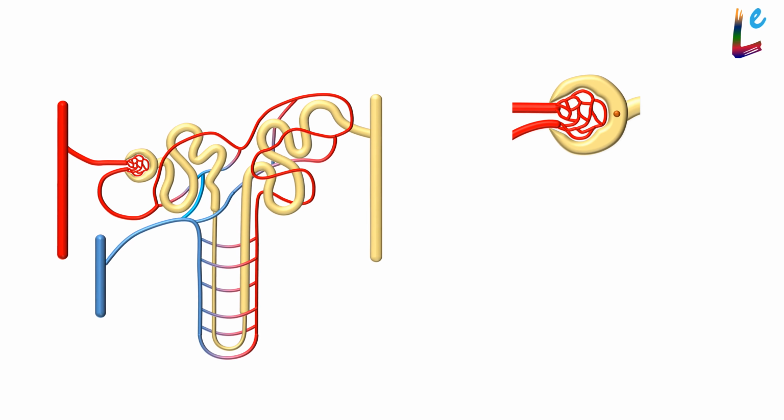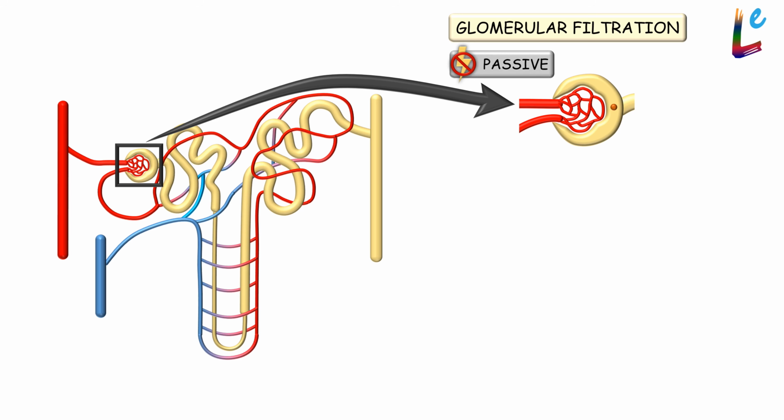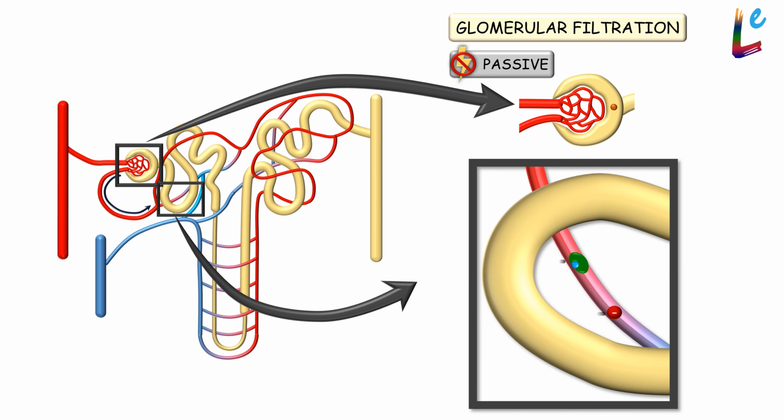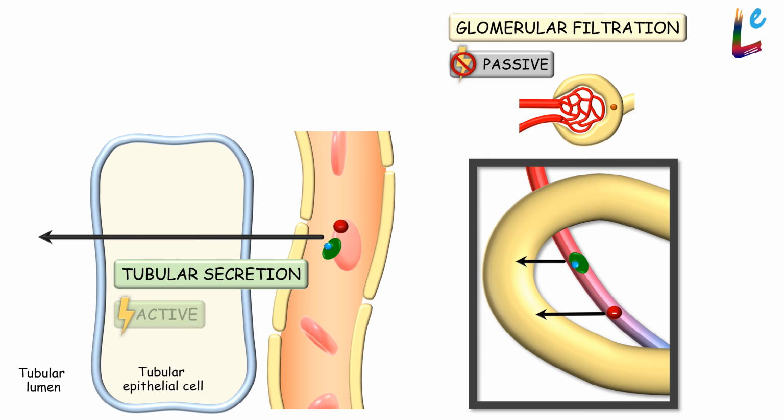To move the drug and metabolite into the tubular lumen, the body first utilized glomerular filtration. This process did not use any additional energy, that is, it was passive. But here, to move the drug and metabolite from the peritubular capillaries into the tubular lumen, the body uses tubular secretion. This is an energy-dependent or active process. Therefore, this requires membrane transporters.